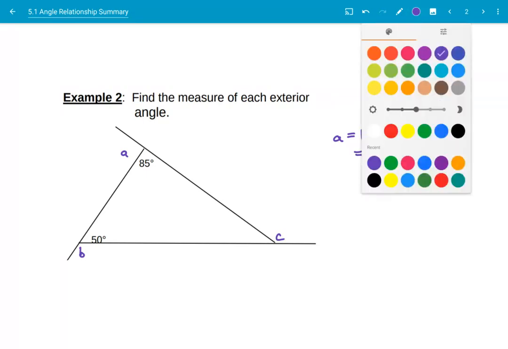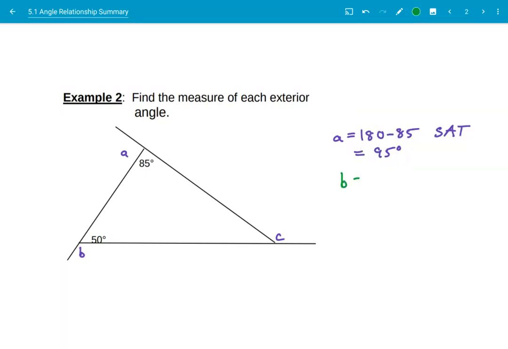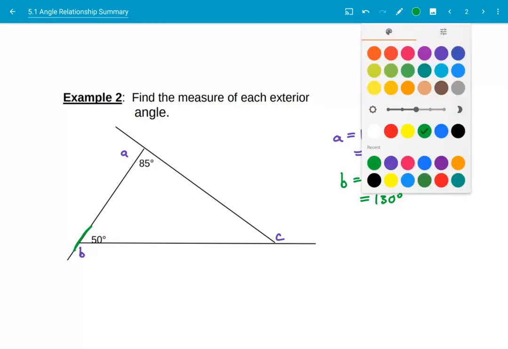B, same reasoning. 180 minus 50 is 130 degrees. Supplementary angle theorem, because there's a straight line right here. How do we get C? We don't know the interior angle. So there's two ways we could proceed.